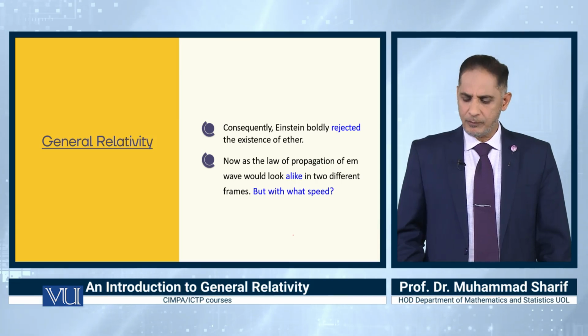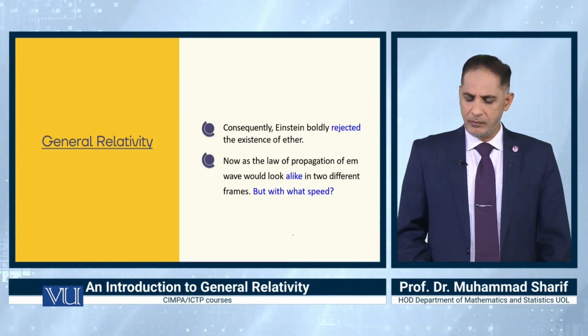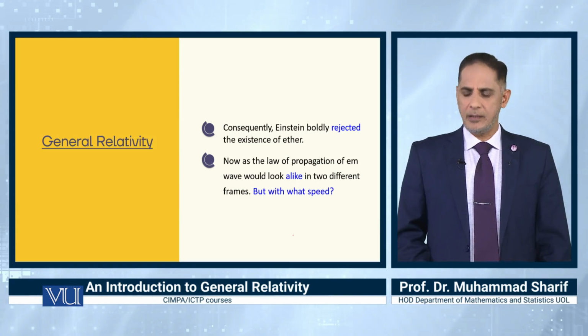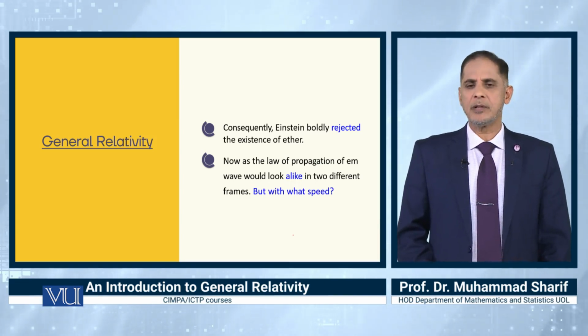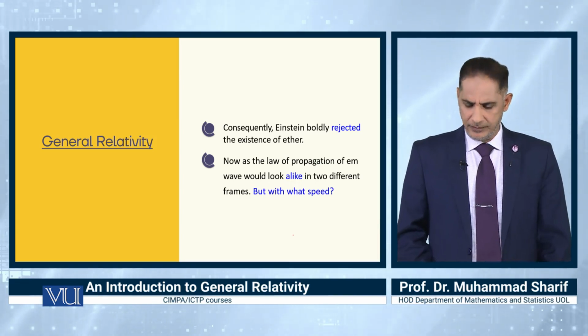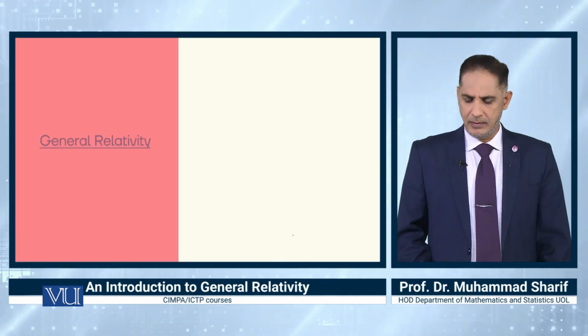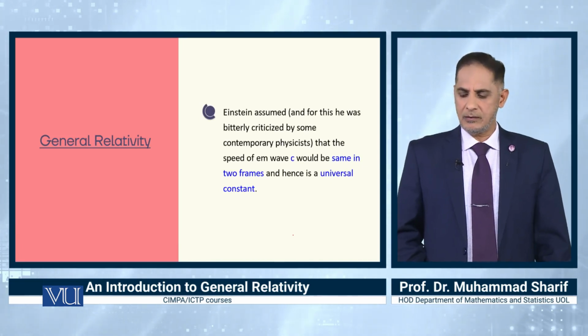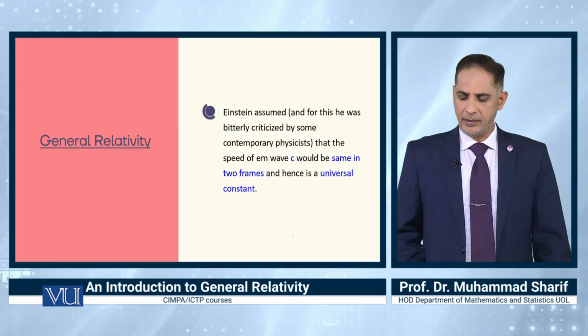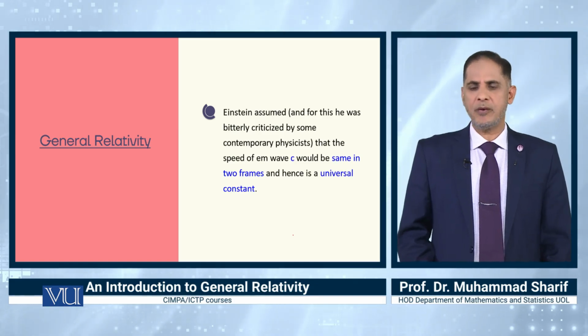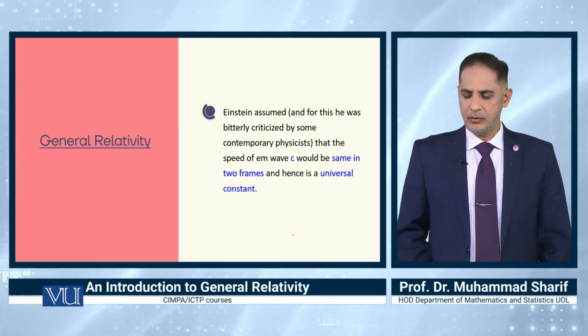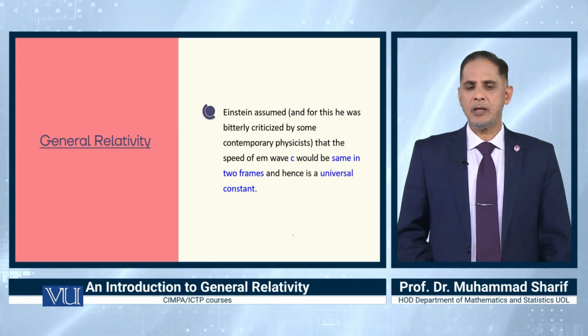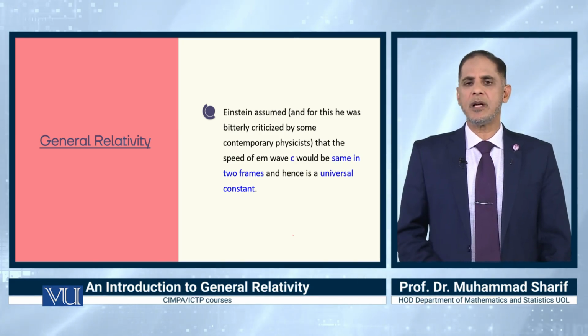Now, the law of propagation of electromagnetic waves would be alike in two different frames, but the question is, with what speed? Einstein assumed, and for this assumption his companions criticized him, that the speed of electromagnetic waves should be the same in all frames, and this is the speed of light.